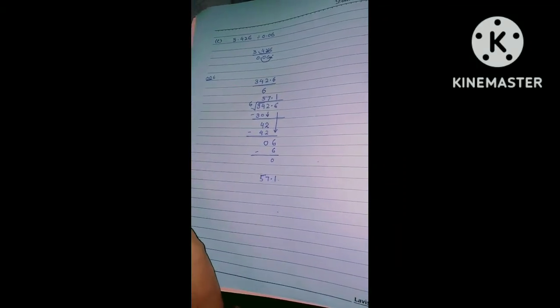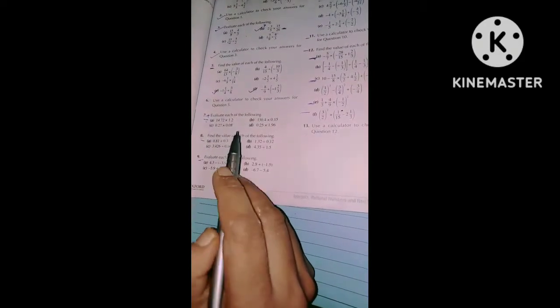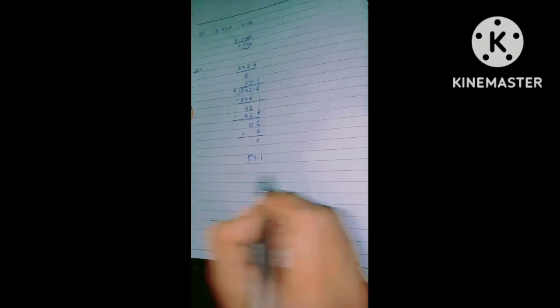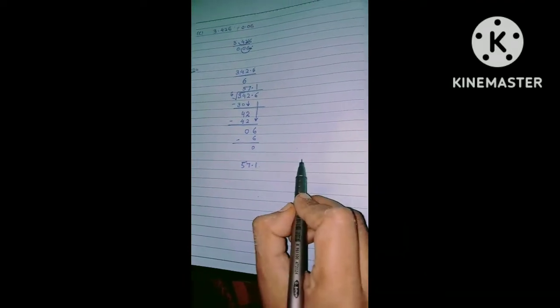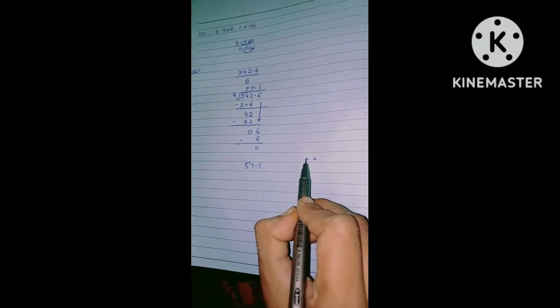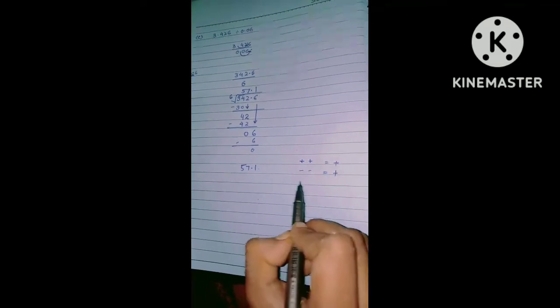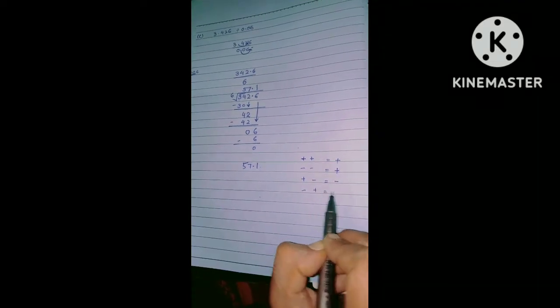Question 9 is: evaluate each of the following. This was multiplication, this was division, now this is addition and subtraction. So students, remember that for question 9, when you multiply 2 signs, plus plus gives plus, minus minus is also plus, plus minus is minus, and minus plus is minus.